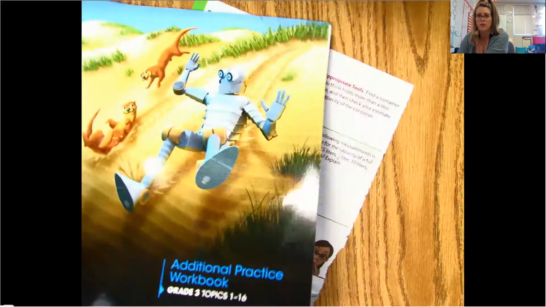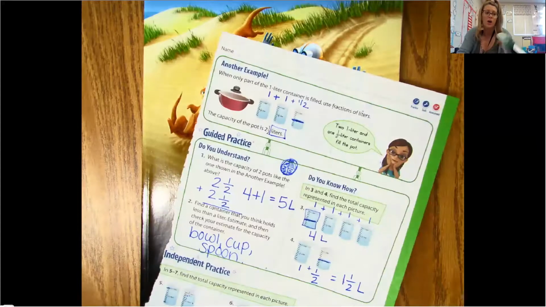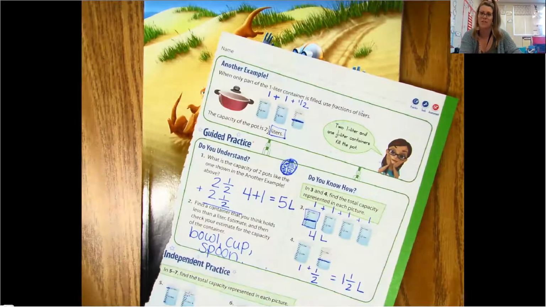Okay? And then when you feel super confident about measuring capacity, you are going to log on to the Savvas tile and take the quick check for 14-5.